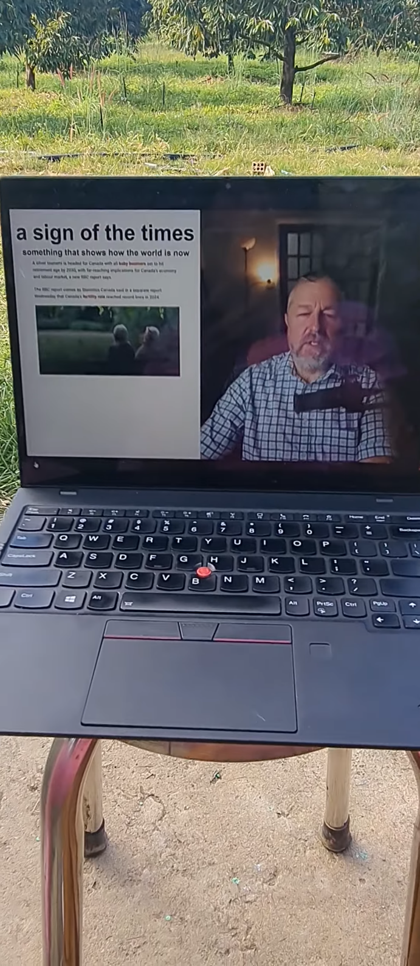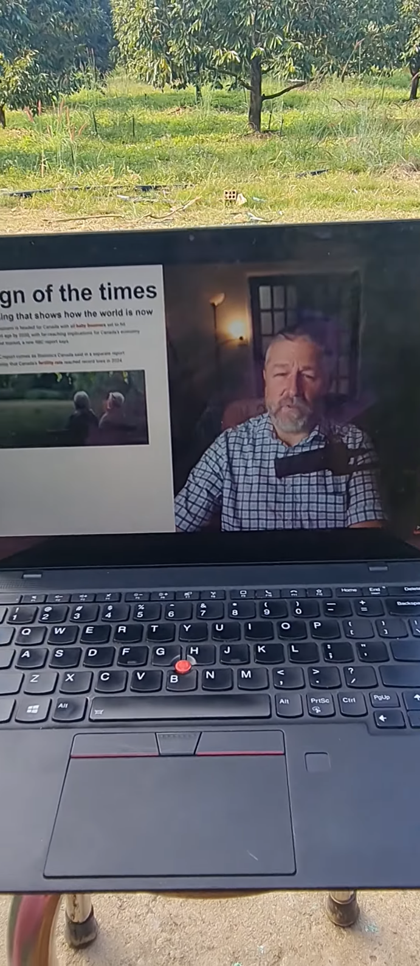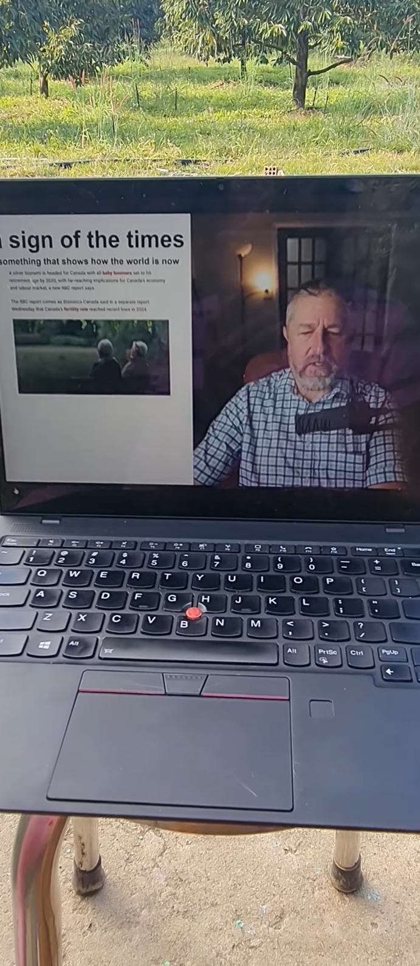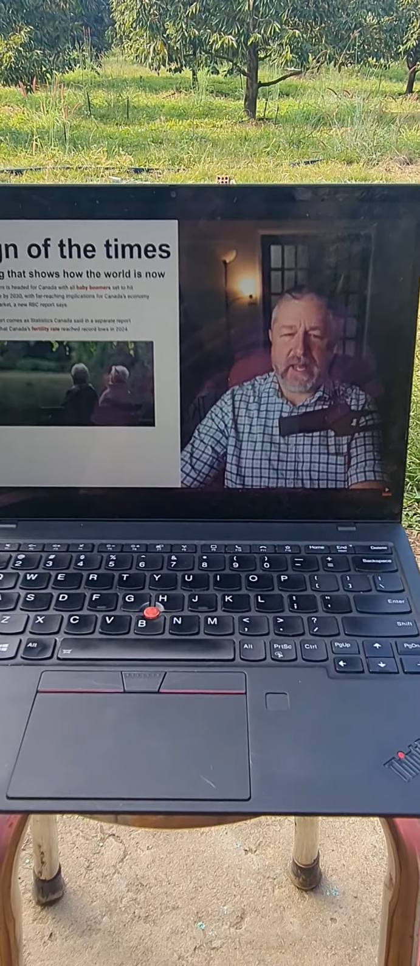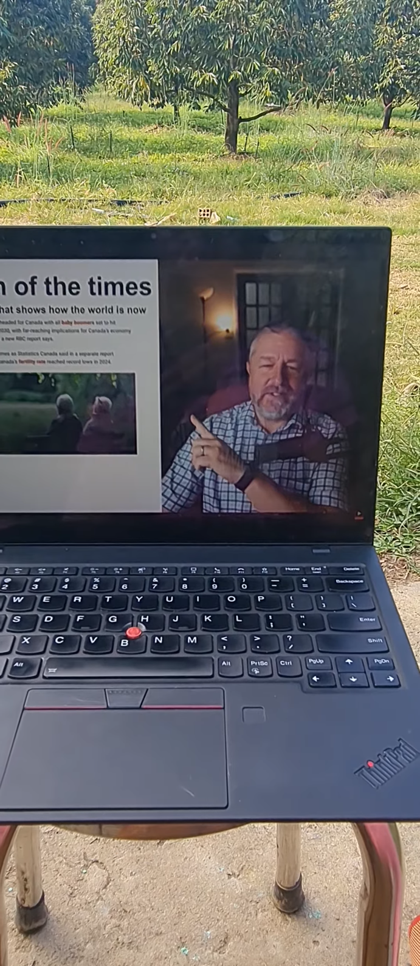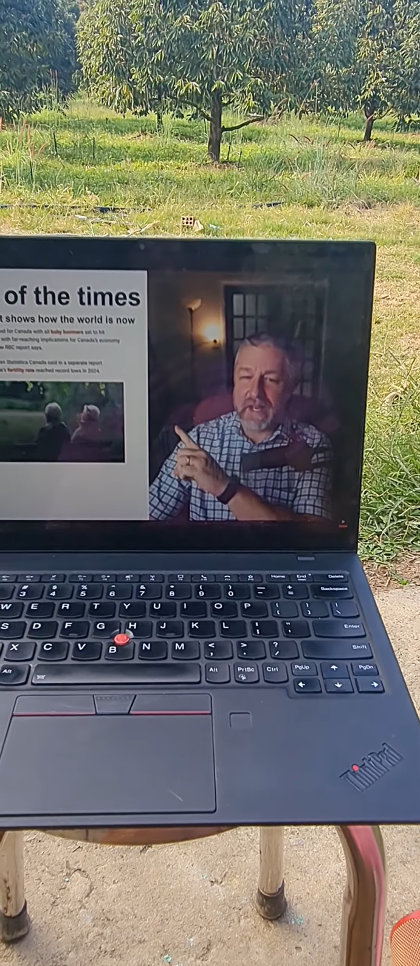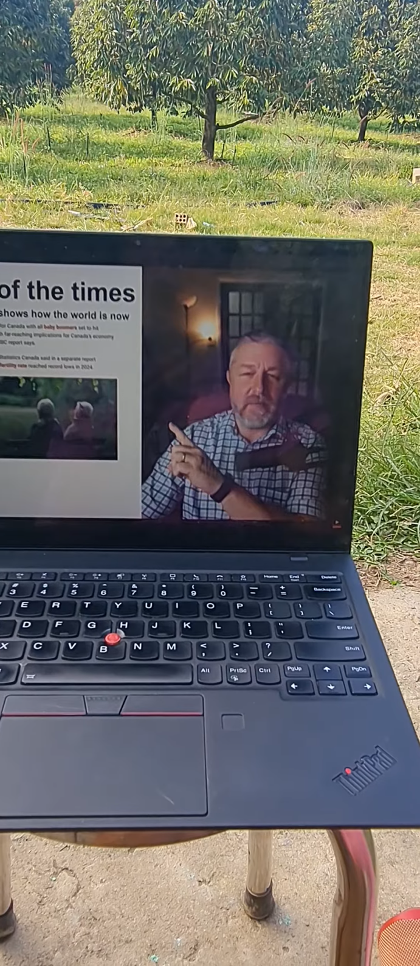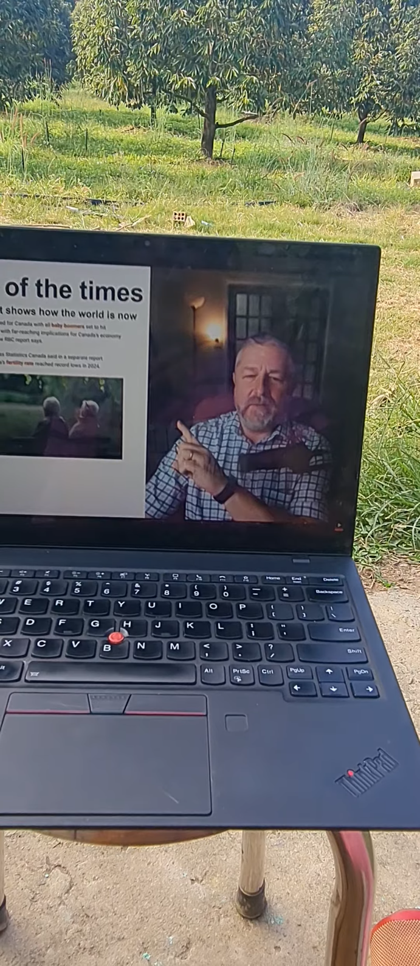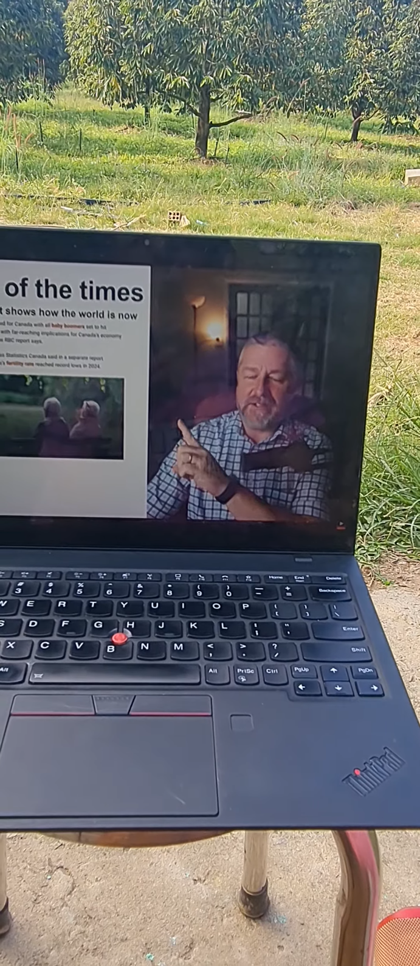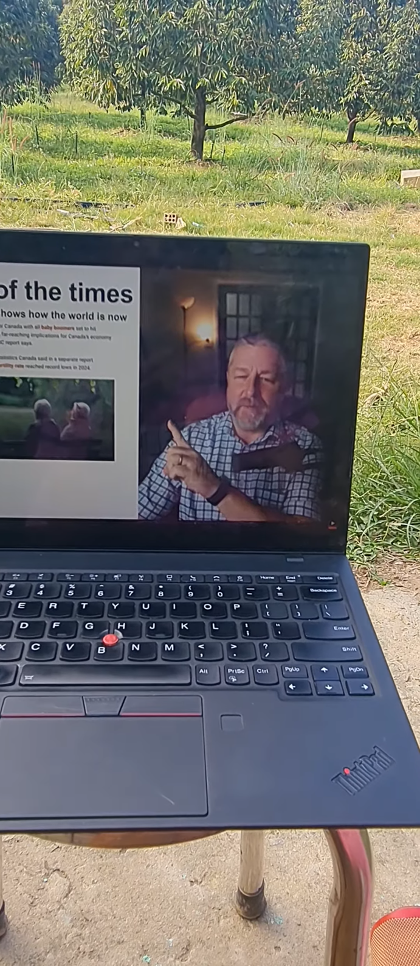A sign of the times. Something that shows how the world is now. So here is a sign of the times in Canada. This article says a silver tsunami is headed for Canada, with all baby boomers set to hit retirement age by 2030, with far-reaching implications for Canada's economy and labor market, a new RBC report says. There are a few things to unpack here.